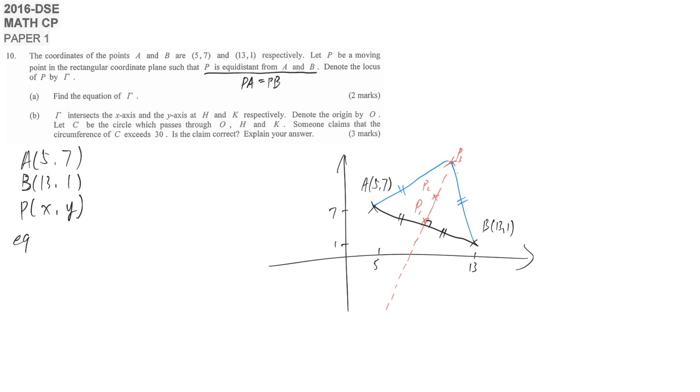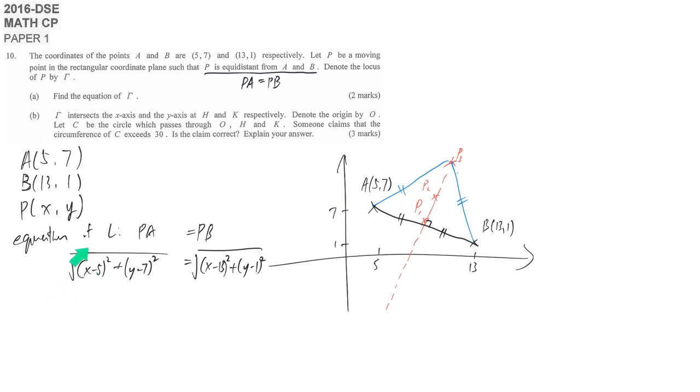So for L, PA is equal to PB, which means that we compare the distance. So we use the distance formula. P compared with A, we have the square root of (x minus 5) squared plus (y minus 7) squared, equal to the square root of (x minus 13) squared plus (y minus 1) squared. This square root is unnecessary because you can take the square of both sides.